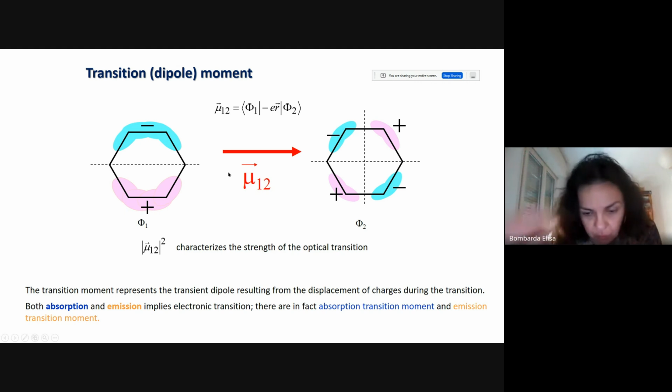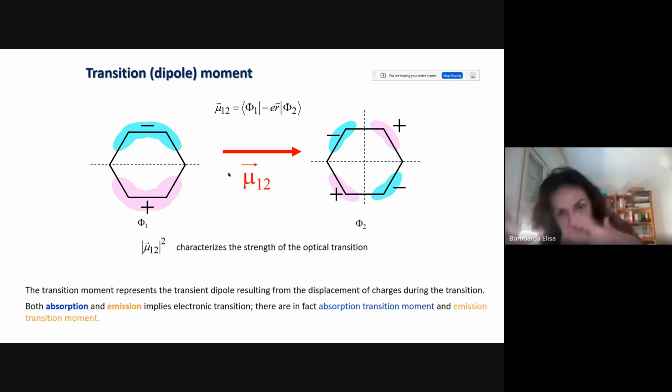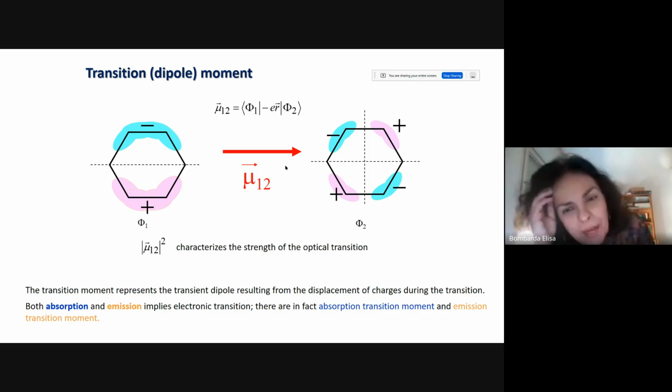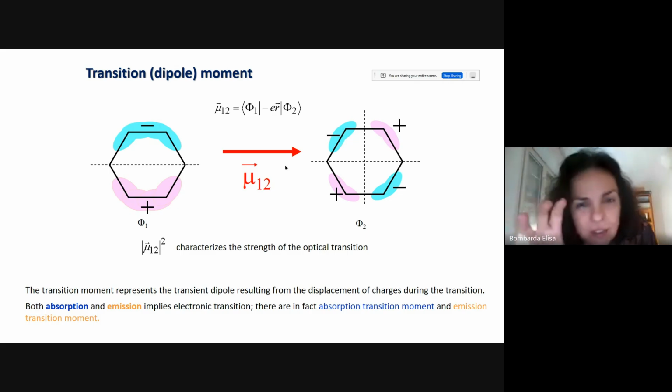So when we provide energy to a molecule, something happens in the molecule, so the charge distribution will change, and we can define this dipole transition. Which is not really a dipole as we consider it when we say, for example, the dipole of a water molecule, where you have a positive and a negative charge linked by a vector. It's not exactly this, but it looks like it.